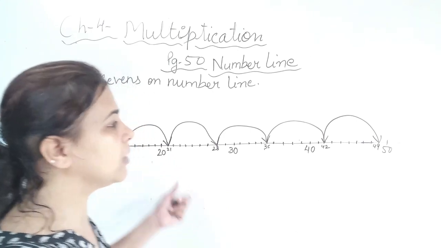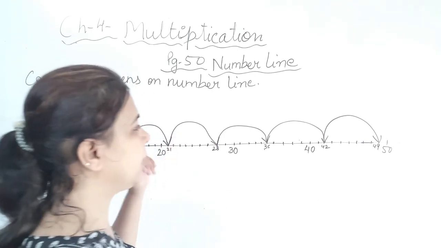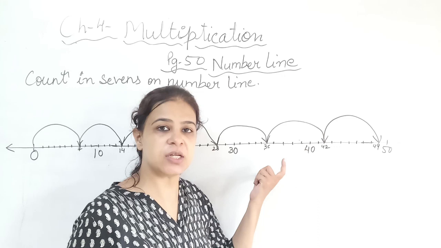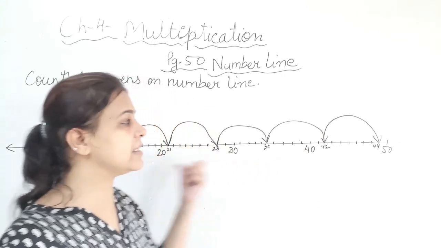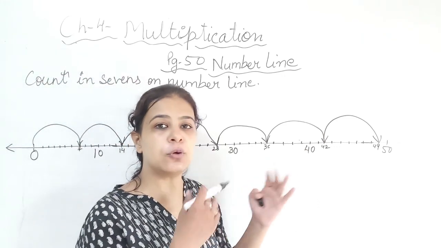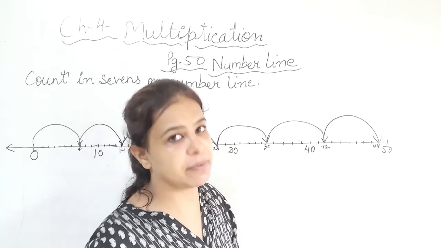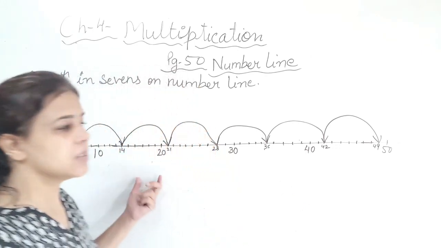Okay children. So this was a good way to do multiplication on the number line. And in this way, if you do like this, you will learn the tables also. Okay children.